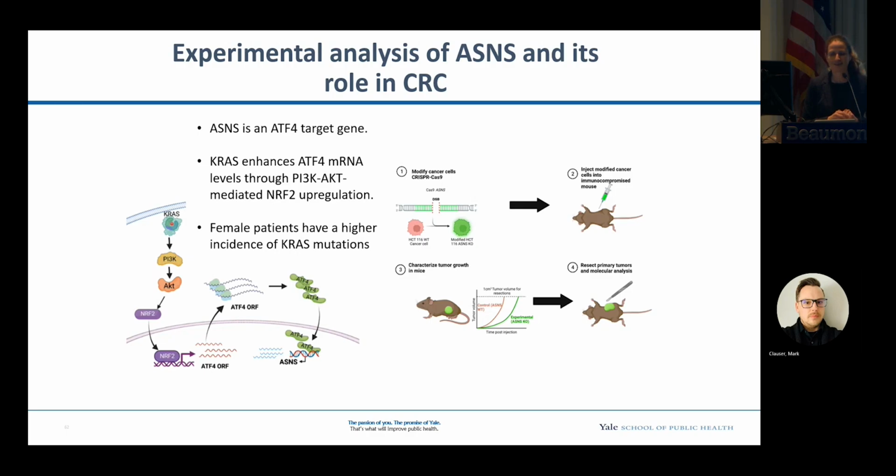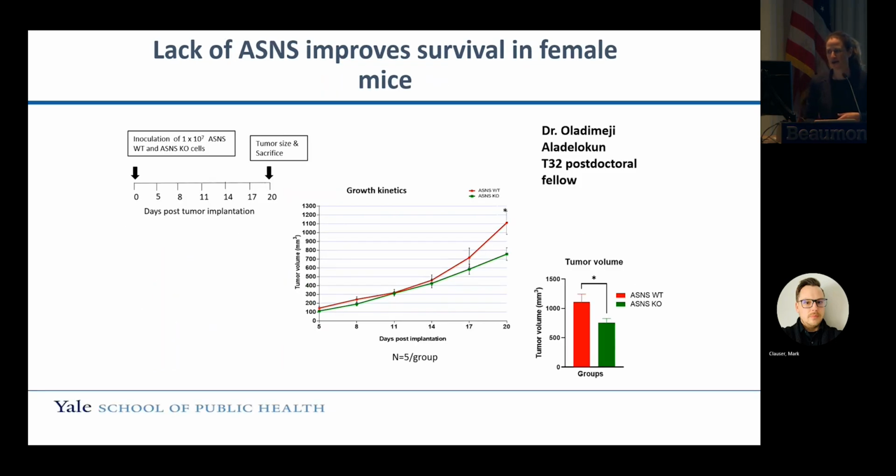And then we just basically injected these into immunocompromised mice in a small pilot to see if there was a difference in tumor cell growth. So we had an N of 5 per group of female mice, where 5 received the wild type cell line and 5 received the knockout cell line. And after 3 weeks, these mice were sacrificed, and we measured the tumor sizes along this timeline. And we saw that if the mouse had the knockout cell line, they had decreased tumor growth and tumor volume.